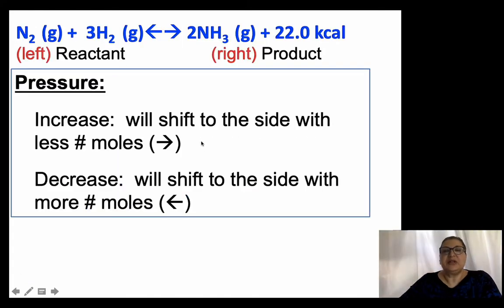Okay, so let's start with the pressure. What happens with pressure? As pressure increases, the system will shift to the side with less number of moles. And we're talking about coefficients here, so you pay attention to the number in front. Those are the number of moles. On this side is a total of 2. On this side is a 3 plus 1. That's 4. So when we increase the pressure, it's going to go to the side with less number of moles. So it's going to shift to the right where the product is.